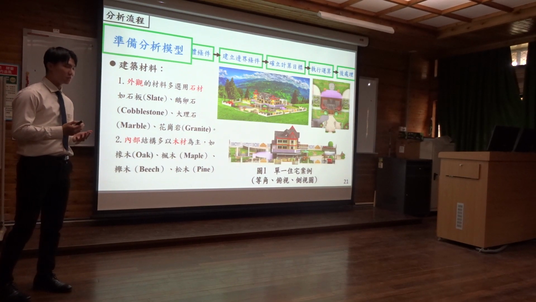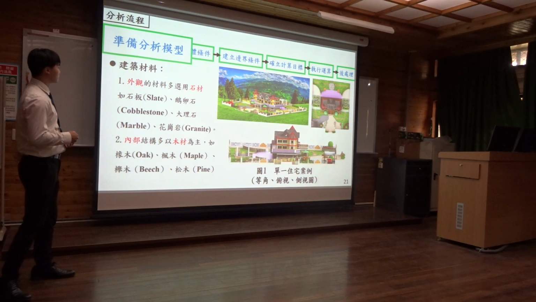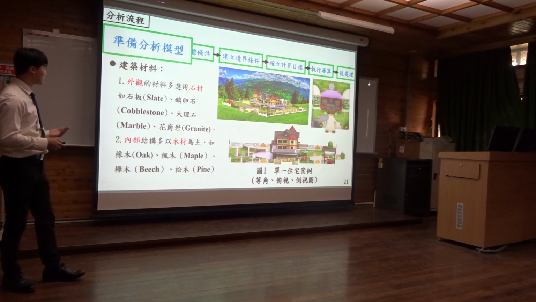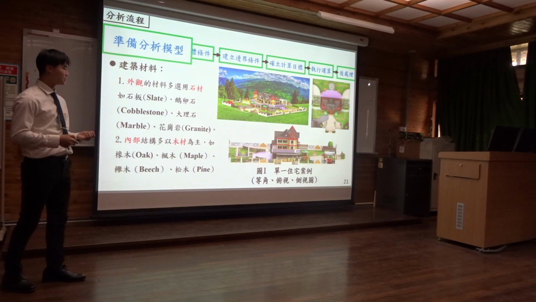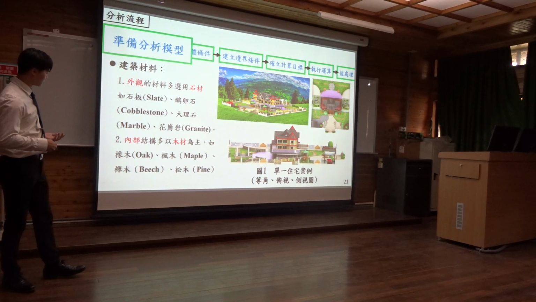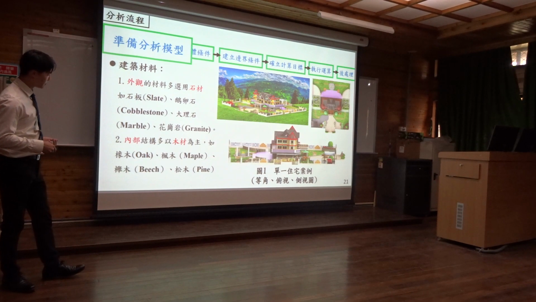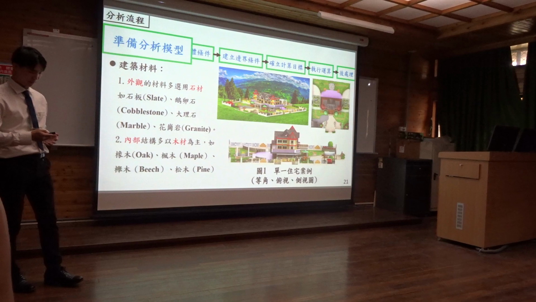In building materials, stone is mostly used for the appearance, such as slate, cobblestone, marble, and granite. And the inner structure is mostly made of wood, like oak, maple, beech, and pine.